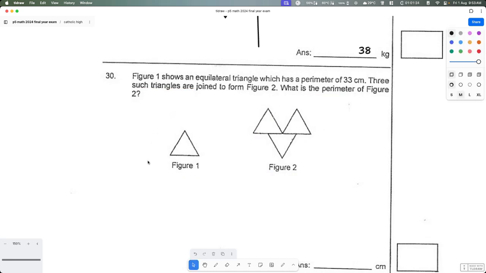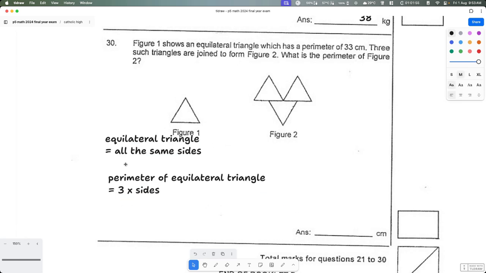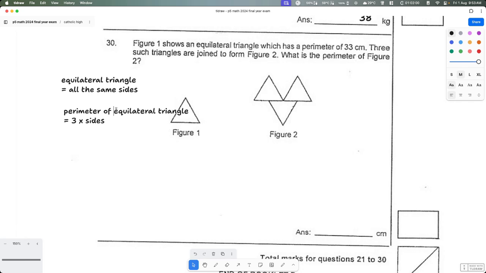Okay, so we know that for an equilateral triangle, we basically have all the same sides. So the perimeter of an equilateral triangle is basically 3 times the sides, right? 3 sides. So in this case over here, I'm going to make this a little bit smaller, that's why it's over here.